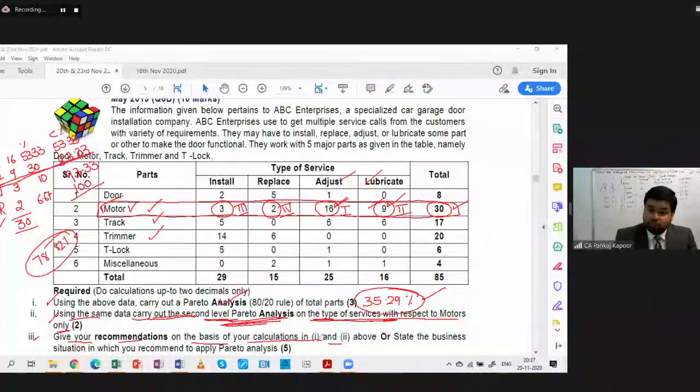तो अगर ABC कंपनी को फोकस करना है on the part, what are the three parts they need to focus on? Motor, track and trimmer. If they need to focus on the services, although we don't perform Pareto analysis of the services for all the parts, we only perform it for the motor. In the motor, they need to focus on the adjust and the lubricating services. Okay, friend, with this, we wind up the Pareto.